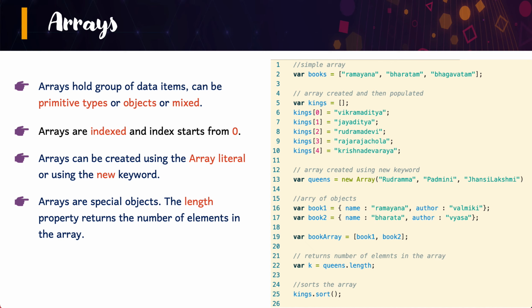Arrays are special objects, which means that there are some special properties that you can use to understand more about the data. Look at line number 12. Variable k is looking at the array queens, and this is using the property length. Queens.length will give the number of elements in the array. How many elements do we have in the queens array, which is created in line number 13? There are 3: Rudramma, Padmini and Jhansi Lakshmi. So the number that is returned with the length property, k, will have the number 3.